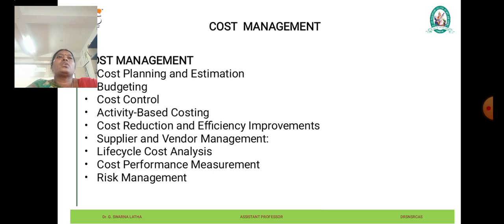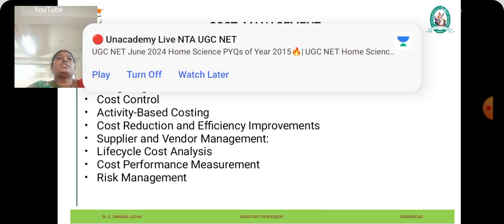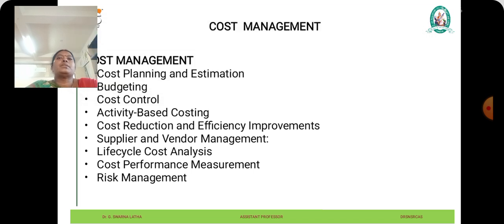Activity-based costing is a costing method that assigns cost to products, services, or activities based on their consumption of resources. ABC helps in identifying the true cost drivers and allocating cost more accurately, enabling organizations to make informed decisions about pricing, product mix, and resource allocations.